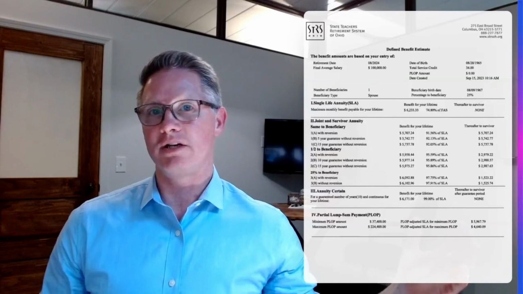So let's get started. You can see here in the estimate that I ran, the Joint and Survivor Annuity at STRS Ohio would provide you a guaranteed lifetime benefit under this option 1A, same to beneficiary, $57.07 per month. That means that I'm the member, I get $57.07, and upon my death my primary beneficiary also gets $57.07 when I pass away. Keep in mind your primary beneficiary does not need to be a spouse. Anybody you choose, okay?